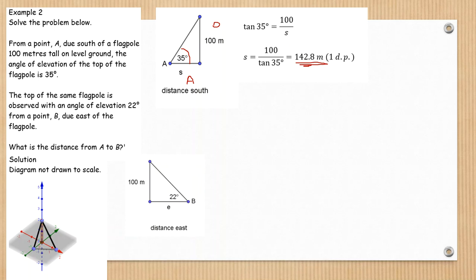Then for this triangle, the east one, we have 22 degrees, opposite is 100, adjacent is E. So tan 22 degrees is 100 over E. Same process, times both sides by E, divide by tan 22, gives us this line, which is 247.5 meters. So now we know this distance and this distance.